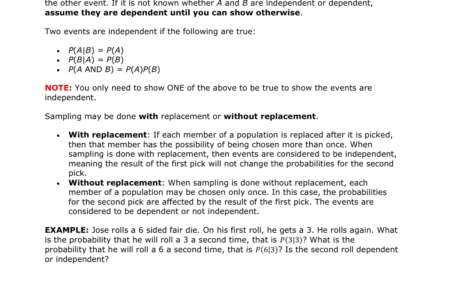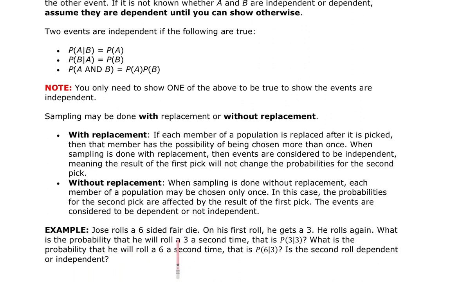Okay, so Jose rolls a six-sided fair die. On his first roll, he gets a 3, and then he rolls again. What is the probability he will roll a 3 on the second time? That is, what is the probability he rolls a 3 after he's already rolled a 3? So this is rolling a 3 given that he's already rolled a 3. What is the probability that he will roll a 6 the second time? That is, what's the probability of him rolling a 6 after he's already rolled a 3? Are these two rolls independent or dependent?